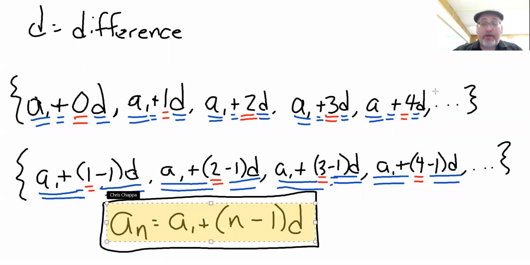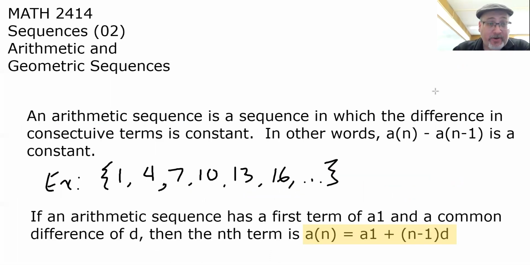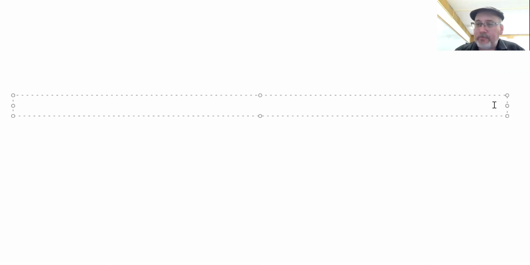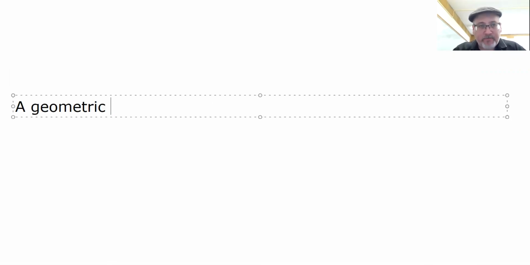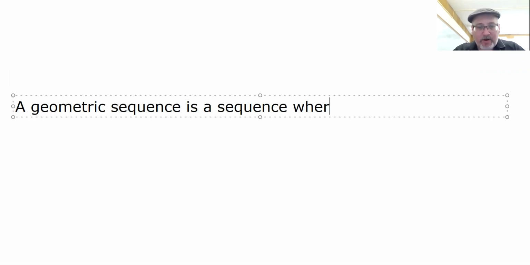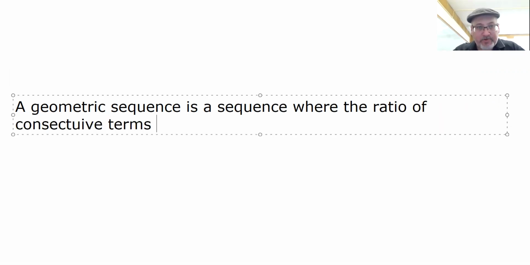All right, so that's for an arithmetic sequence. But you'll notice we also talked about geometric sequences. Or at least I mentioned them. So what's a geometric sequence? Well, an arithmetic sequence is when the difference in consecutive terms is constant. A geometric sequence is a sequence where the ratio of consecutive terms is constant.